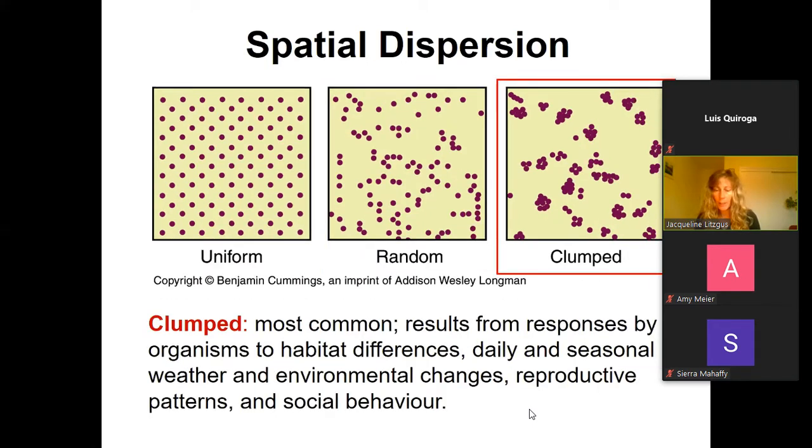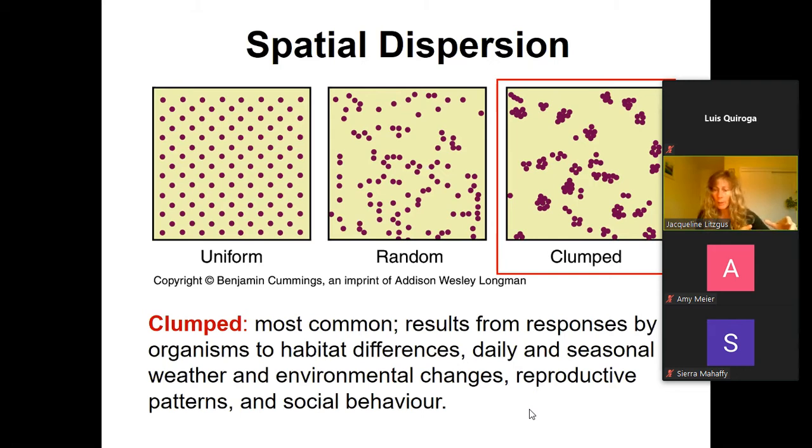Okay, and then the third is clumped. And this is the most common type of spatial distribution. This pattern results from responses by animals to differences in their habitats. There could be daily or seasonal weather and environmental patterns and changes. There could be changes in reproductive patterns and also social behavior. So you can see why, when you account for all those things, this clumped pattern is probably the more common one in animals.